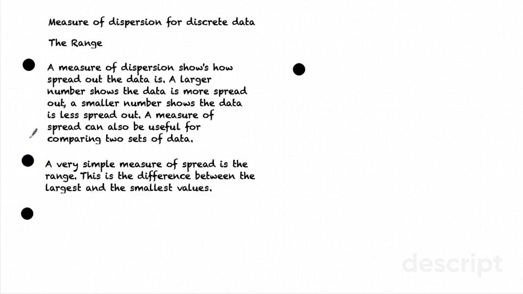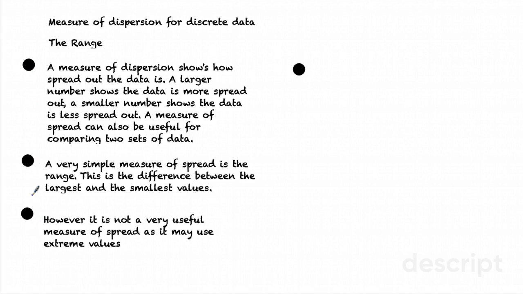A very simple measure of spread is the range. This is the difference between the largest and the smallest values. However, it's not a very useful measure of spread as it may use extreme values.